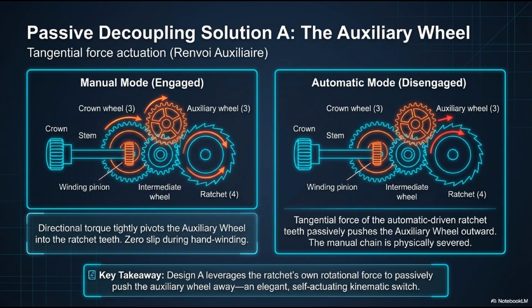Now look at the automatic mode on the right. The user stops winding, and the rotor takes over. The rotor drives the ratchet, 4, via its own separate pinion. As the ratchet turns, its teeth grind against the auxiliary wheel. The tangential force of the automatic-driven ratchet teeth acts like a wedge, passively pushing the auxiliary wheel outward, physically disengaging it from the ratchet. The connection is broken. The automatic train can now spin the ratchet freely without dragging the dead weight of the crown wheel and stem. Design A leverages the ratchet's own rotational force to passively flip an elegant, self-actuating kinematic switch.